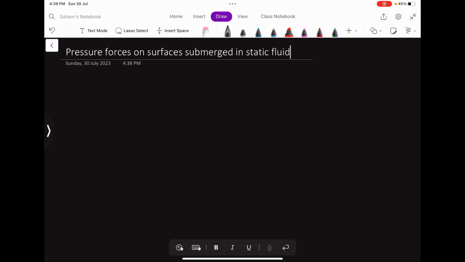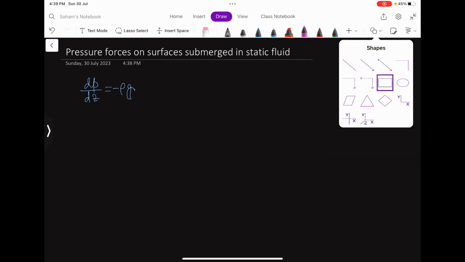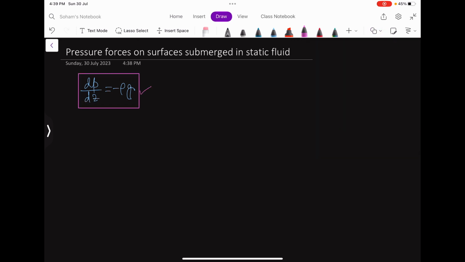So, in the previous discussion, we discussed the governing equation for fluid statics. That equation came to be dp/dz equals minus rho g, right? So this was the governing equation.